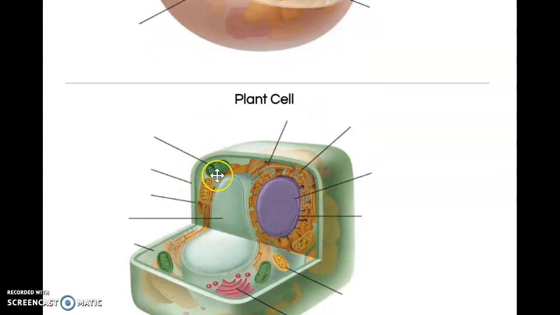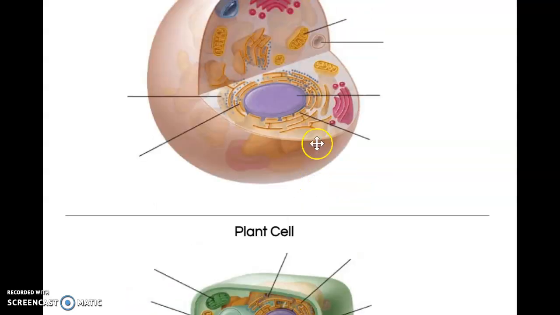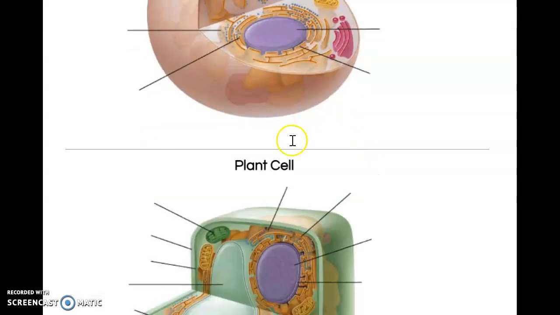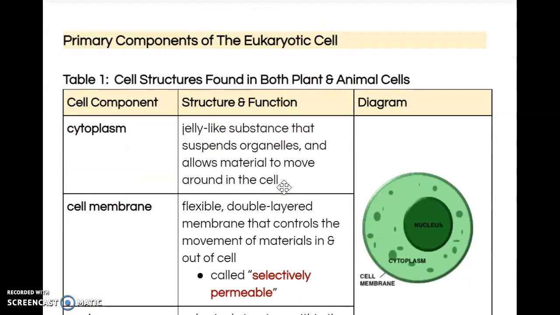In a plant cell, you have these little green things. These are called chloroplasts. They take the sun's energy, the light from the sun, and turn it into sugar. As well, a plant cell has a cell wall. But other than that, pretty much every cell organelle inside of the animal cell and a plant cell are the exact same. We're going to go through those right now.